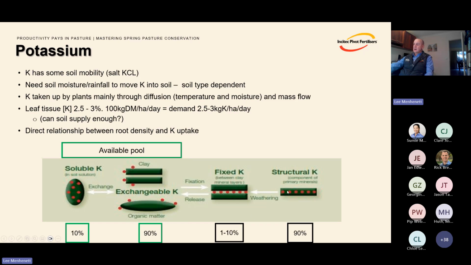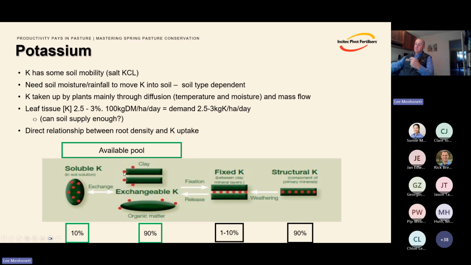We've got a lot of structural K that sits there as fixed K, so this sits in the clay lattices. This is structural, and you get this fixation and release between exchangeable potassium and the fixed K. So when you apply potassium to the soil, we're trying to supply into the soluble and exchangeable forms, but some of it will end up being fixed over time as well. The rate that this potassium is released from these exchange sites will all be about diffusion, and this diffusion will be dependent on temperature and moisture.